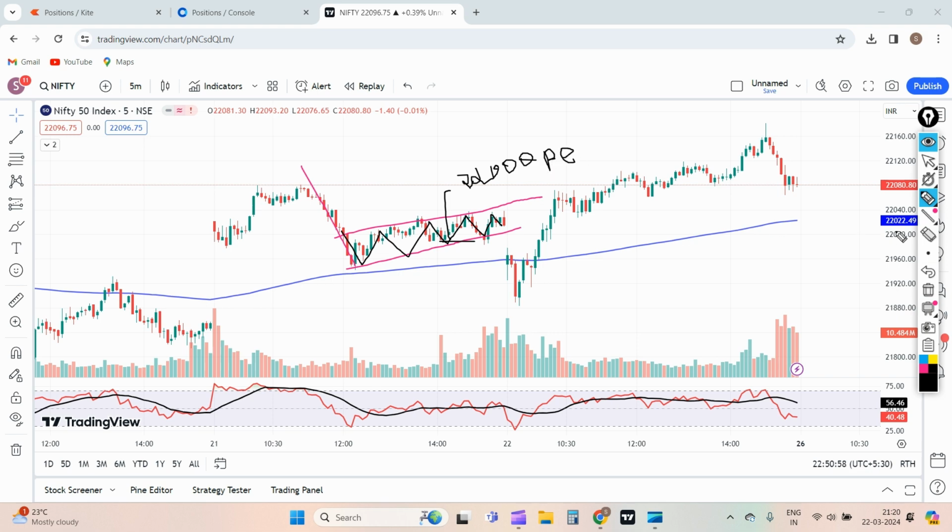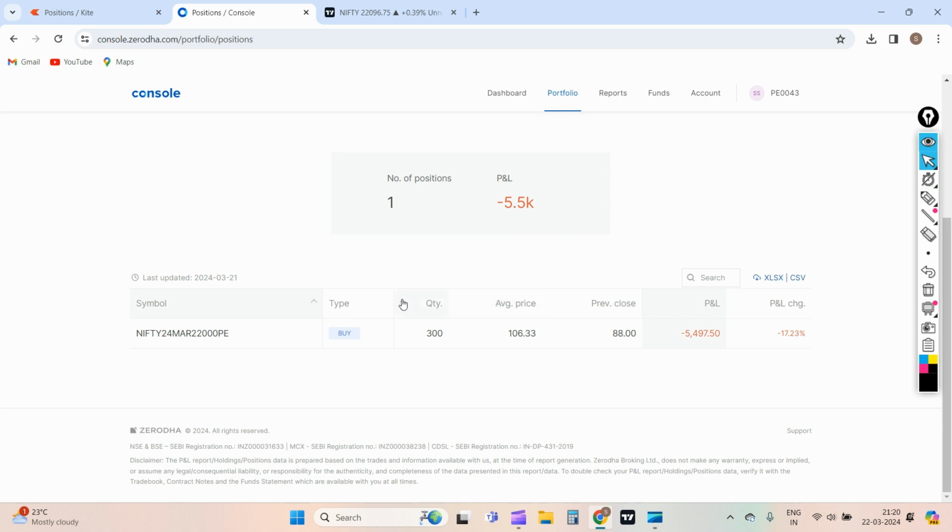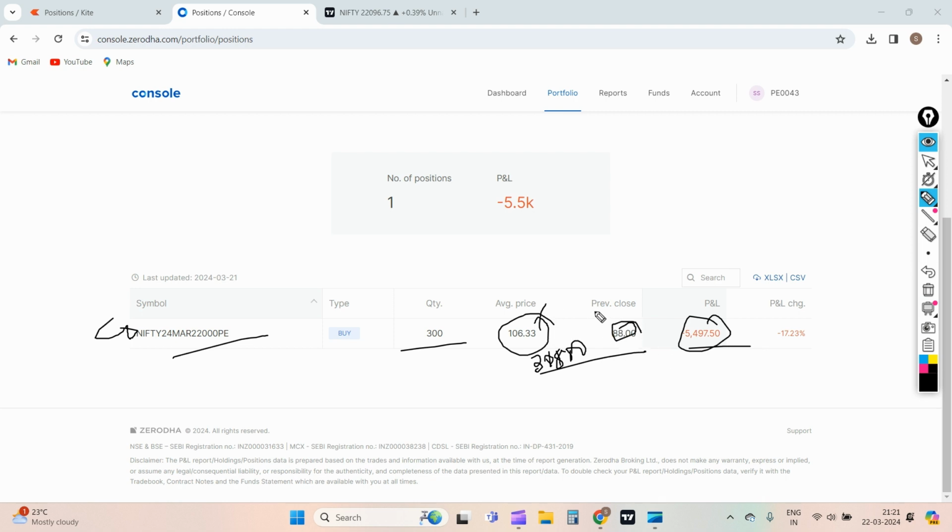Let me take you to the console, where I will show you the position which I had overnight, wherein I had made an entry in the 22,000 PE for this monthly expiry. So 300 quantities, and the capital that I used was around 31,800. My average was around 106, however, the closing was at 88 rupees.